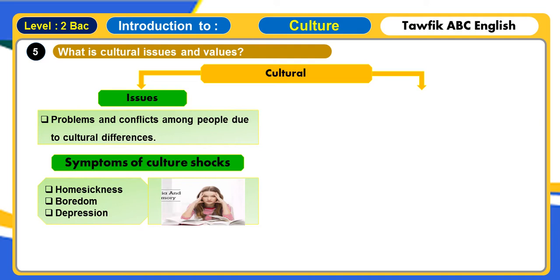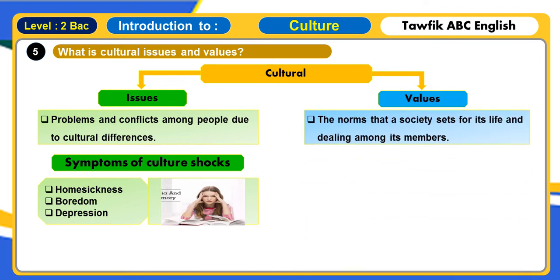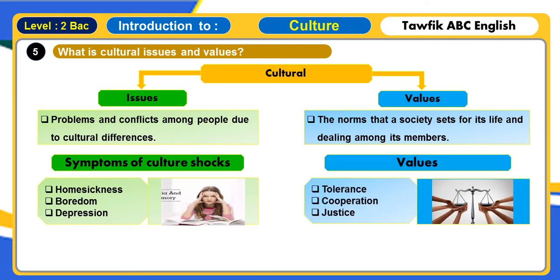يعني إلا خدينا شي واحد وديناها لشي ثقافة اللي هي غريبة عليه وما بعيدة عليه كل البعد، يعني ما تقدرش يتعايش مع الناس، وبطبيعة الحال هذا الشيء تيؤدي للملل، ومن طبيعة الحال في آخر المطاف يقدر يكون الاكتئاب. Concerning values, we talk about values are the norms that a society sets for its life and dealing among its members. For example, we can say tolerance, cooperation, and justice. These are values. Okay, hospitality, etc.